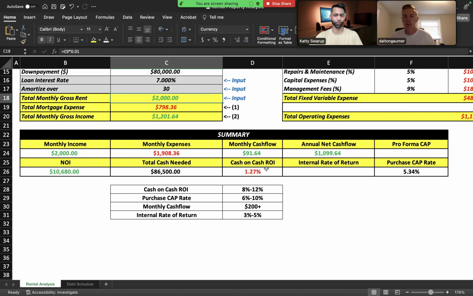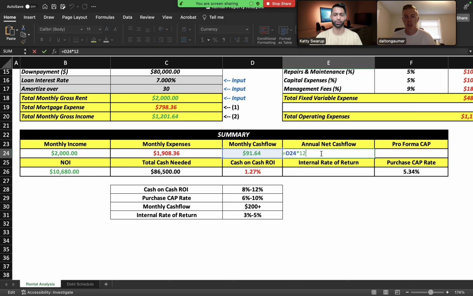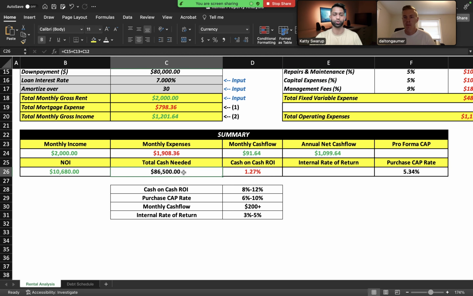And then cash flow, your cash on cash is basically a calculation of your annual cash flow, so annual net cash flow after accounting for all expenses, divided by your total cash needed to close the deal. And this $86,500 is a combination of your down payment, your closing cost, and your repair costs. So once that's accounted for, that's your total cash needed to close the deal. And your cash on cash is simply annual net cash flow divided by your total cash needed.